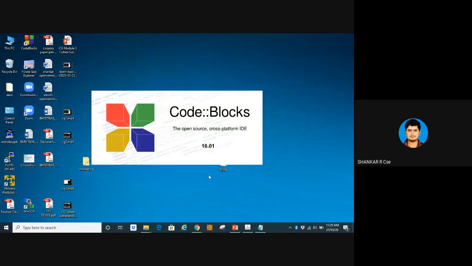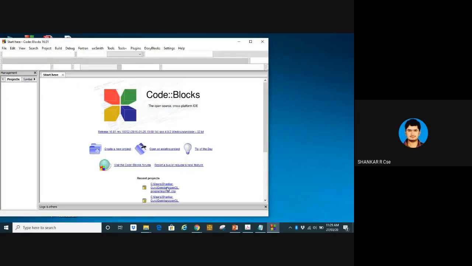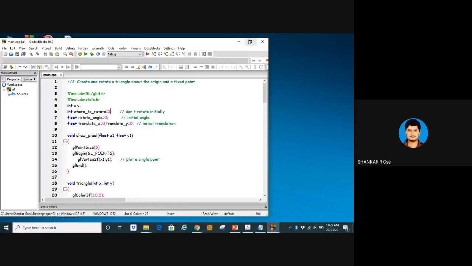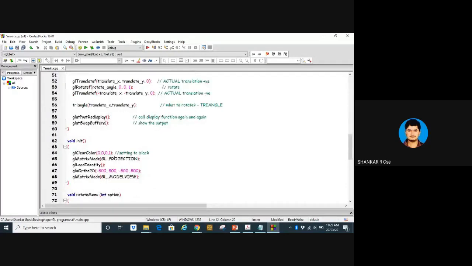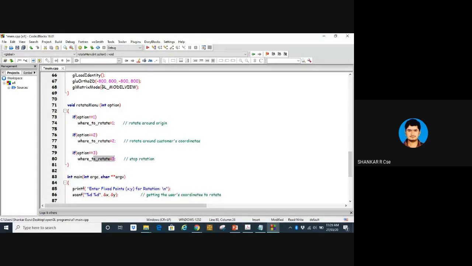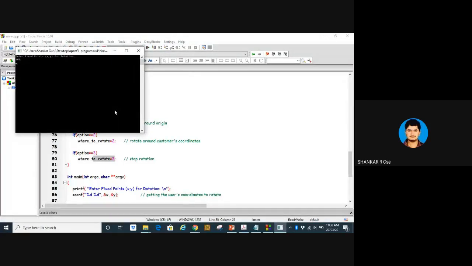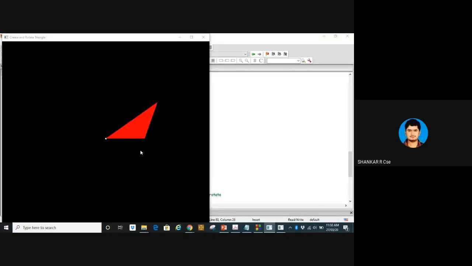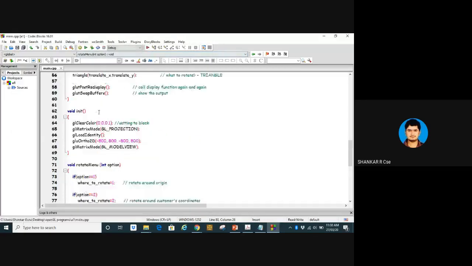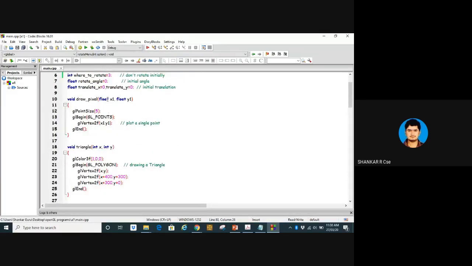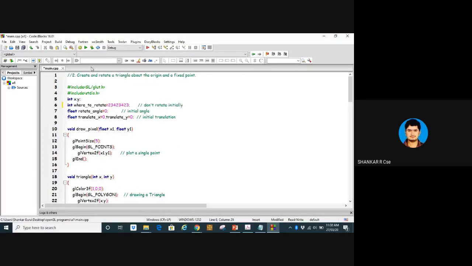So the where to rotate variable will just tell you where to rotate, that is either at the origin or at your fixed point. Now if you write 3 here, what is 3? 3 is stop rotation. So by default, stop it. That means by default, don't rotate. If you say 100, 100, by default it doesn't rotate. So other than 1, 2, in fact you can give 3, no problem. You can give any number.